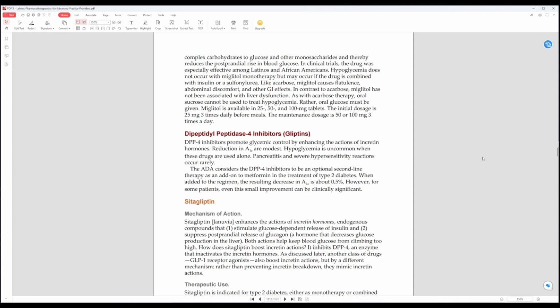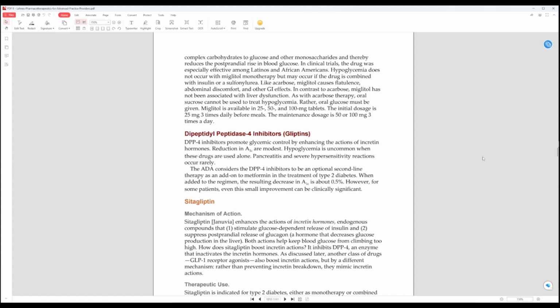Hypoglycemia does not occur with miglitol monotherapy, but may occur if the drug is combined with insulin or a sulfonylurea. Like acarbose, miglitol causes flatulence, abdominal discomfort, and other GI effects. In contrast to acarbose, miglitol has not been associated with any kind of liver dysfunction. As with acarbose therapy, oral sucrose cannot be used to treat hypoglycemia. Rather, oral glucose must be given.